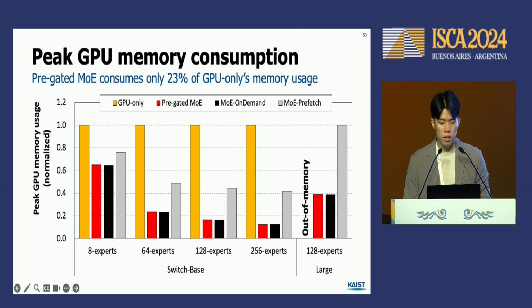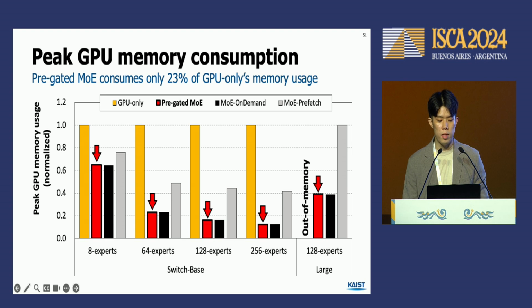Last but not least, in terms of the peak GPU memory consumption, pre-gated MOE consumes only 23% of GPU-only memory usage and incurs only 0.2% more GPU memory compared to MOE on demand. These results demonstrate that pre-gated MOE is capable of reaching the performance provided with the performance optimal GPU only, while also achieving the resource efficiency of the memory optimal MOE on demand, achieving high scalability to deploy large LLMs.